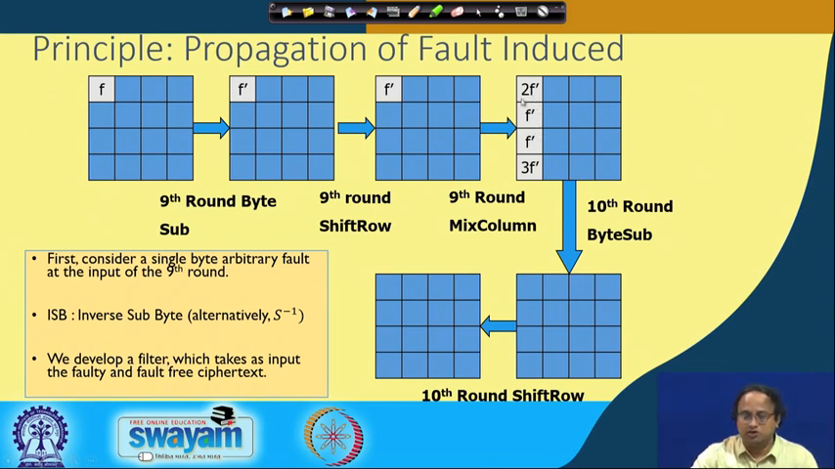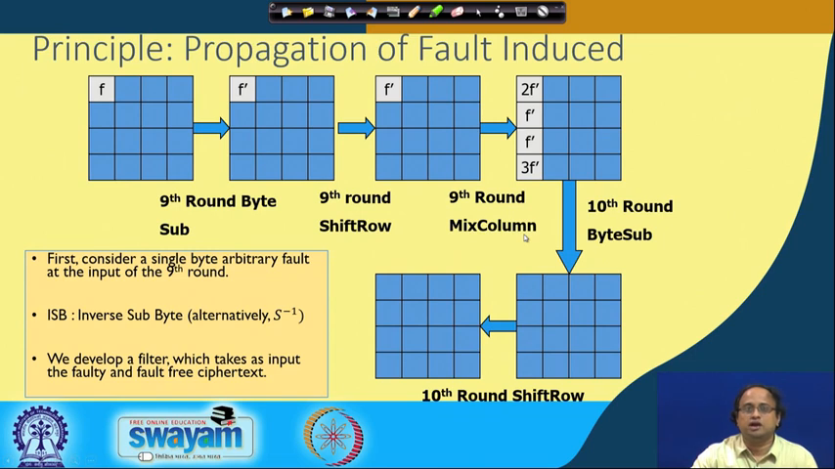That means that if you do not make any assumption on the fault, then this column can take any of 2 power 32 values, but because of the fault, it is constrained and it can take only 2 power 8 values, which means that there is a reduction in entropy, and we will try to develop that into a key retrieval process.